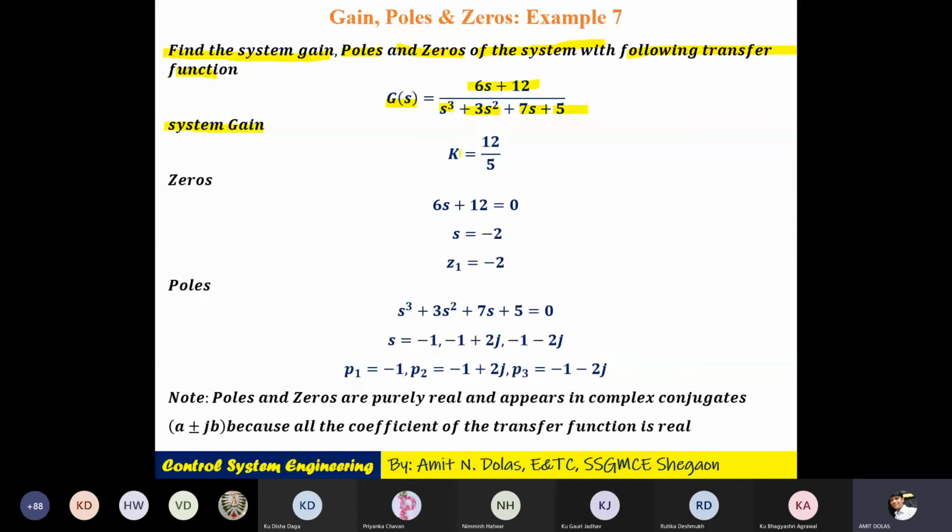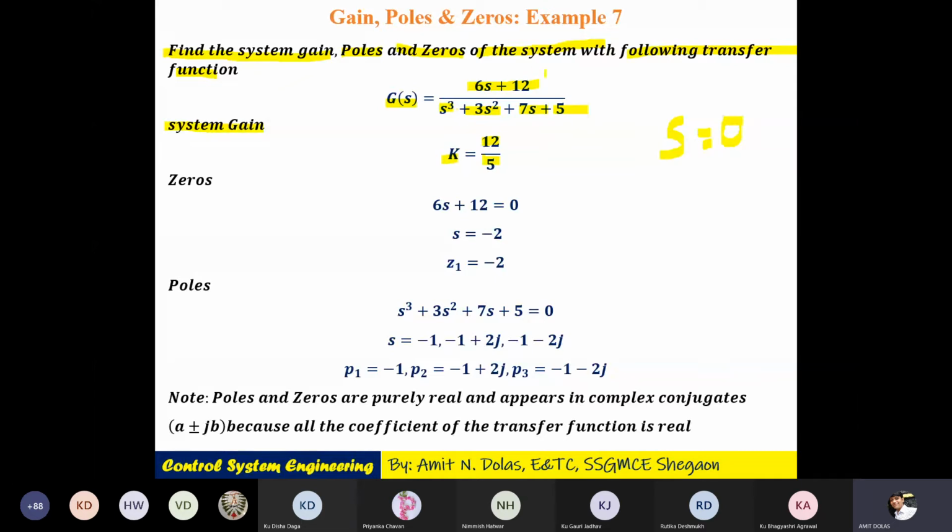Here in short we have written system gain. For system gain, what do we have to do? Put s equal to 0. For calculating system gain, s must be equal to 0. So putting s equal to 0, there will be only 12 by 5. Of course, we saw the general form of the transfer function, where bm by an will be the transfer gain. Here it is 12 by 5 because the remaining terms will be 0.